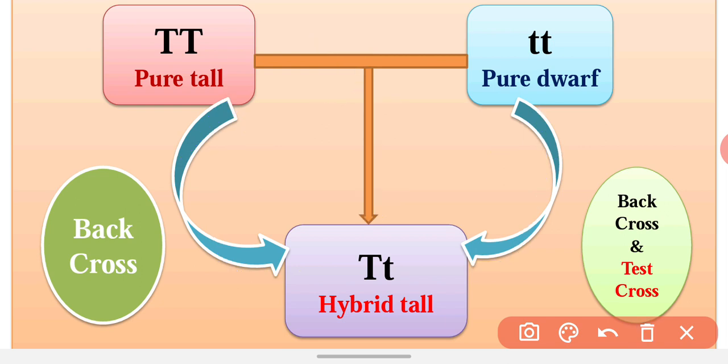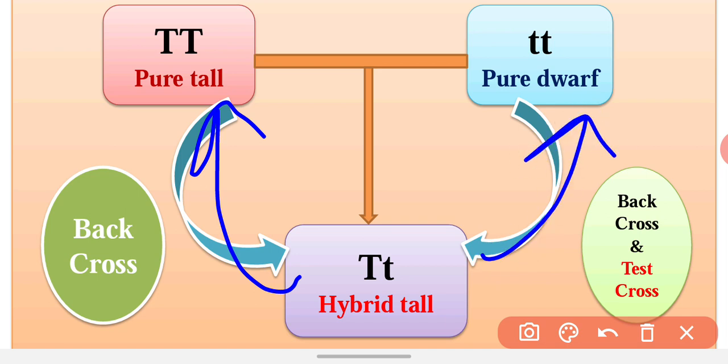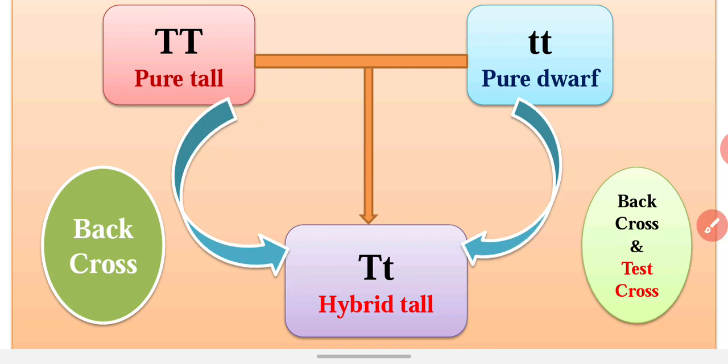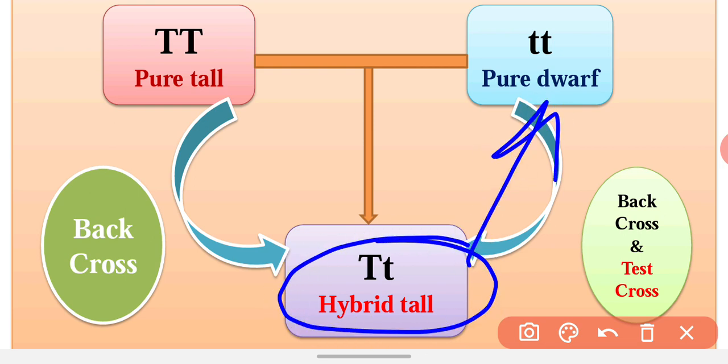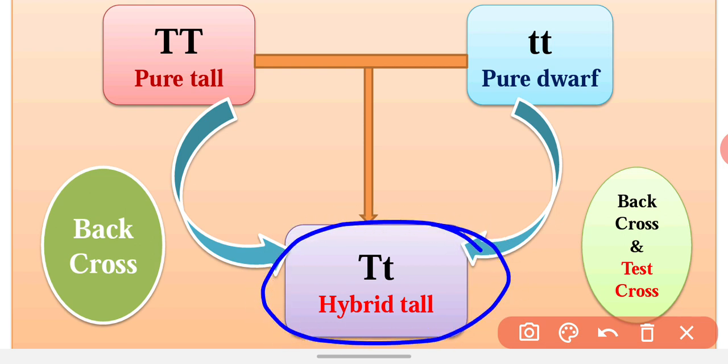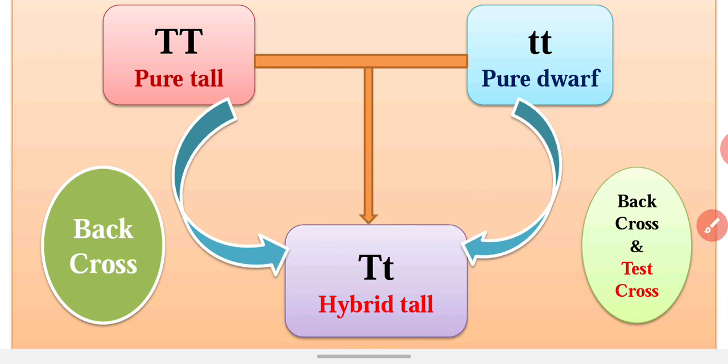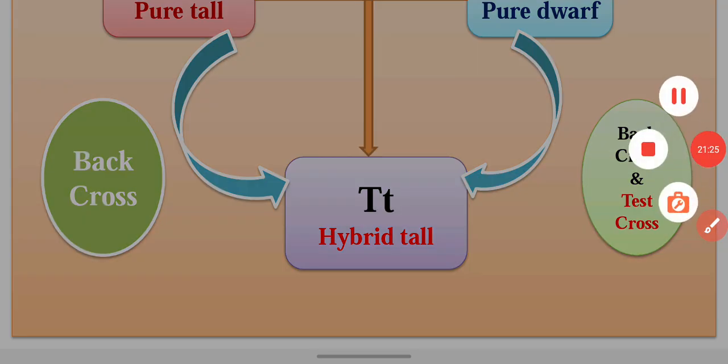This condition is known as backcross, but it is also known as test cross. So what is the difference between backcross and test cross? Backcross means a hybrid plant is crossed with its parent plant. But when the hybrid plant and the pure dwarf parent plant are crossed to each other, only this condition is also known as test cross. That's all. Thanks for your patience.